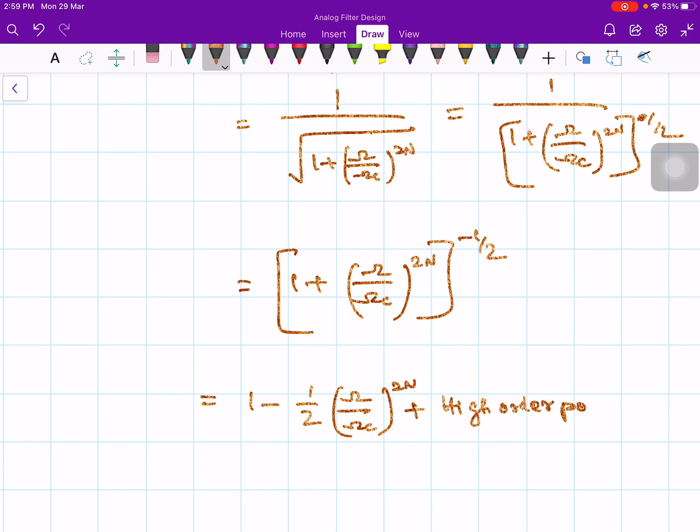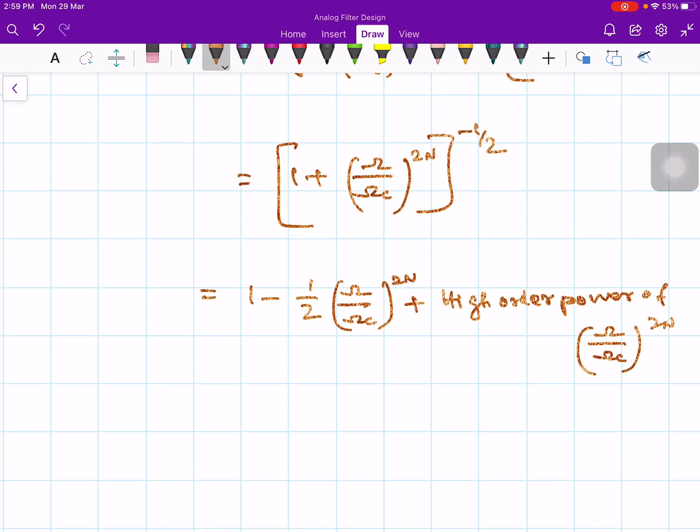Okay, higher order powers of omega by omega c to the power 2n, right? And you see that if I differentiate the magnitude |HA(j omega)| with respect to omega and put omega equal to 0, what will you get?